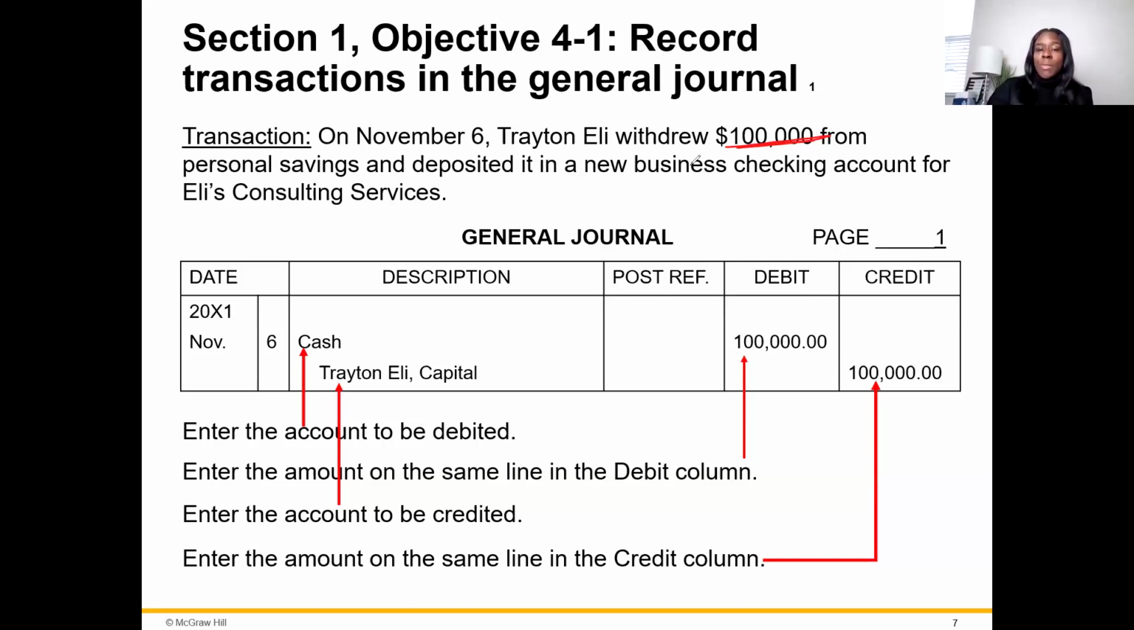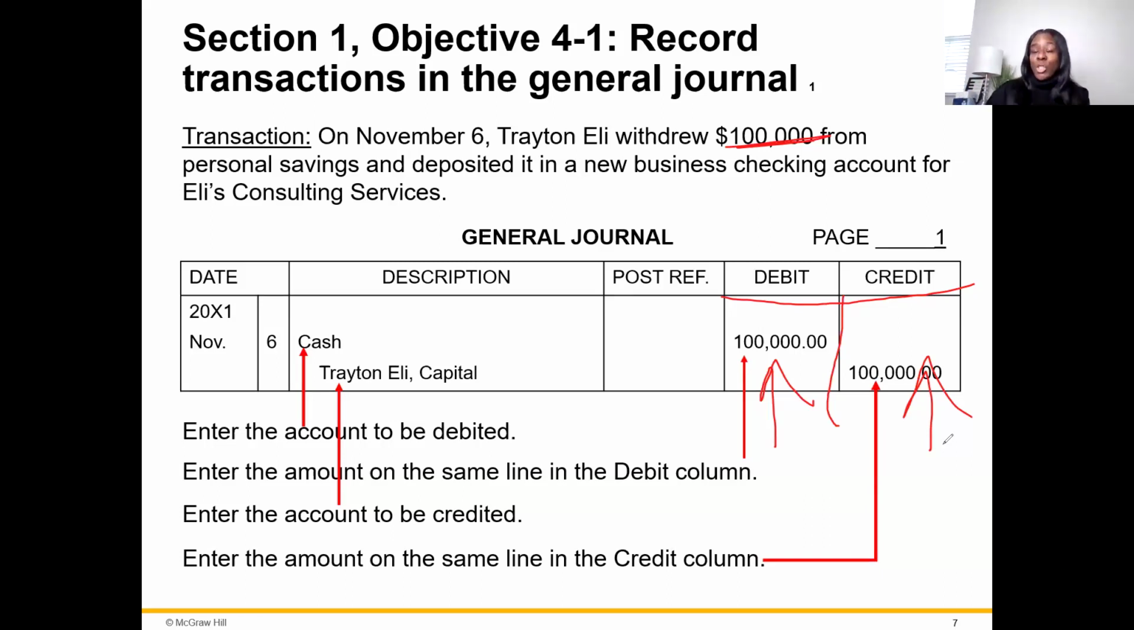So cash is going to be debited and we put it in the debit amount. It looks like a T here. We know the left sides are debits, the right sides are credits. So cash is being debited and we put the amount. Then we indent and put Trayton Eli, comma, capital, and that's the credit. And so now we've done our journal entry.